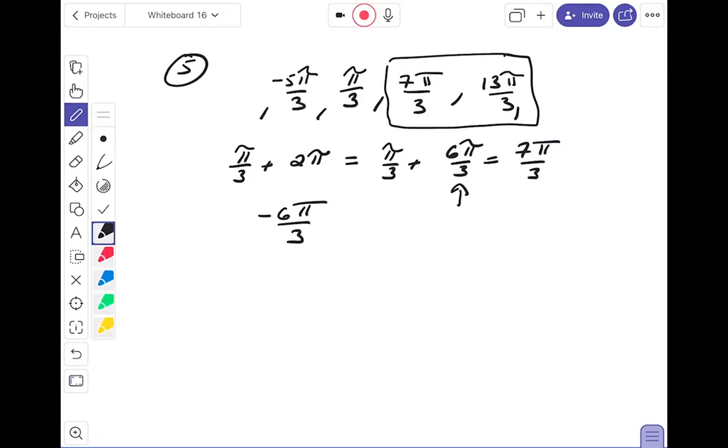Don't worry, you have an answer key to check it in. I'm going to go down again, 6 pi over 3. So what's it going to be? Minus 11 pi over 3. And these are 2 good negative ones.